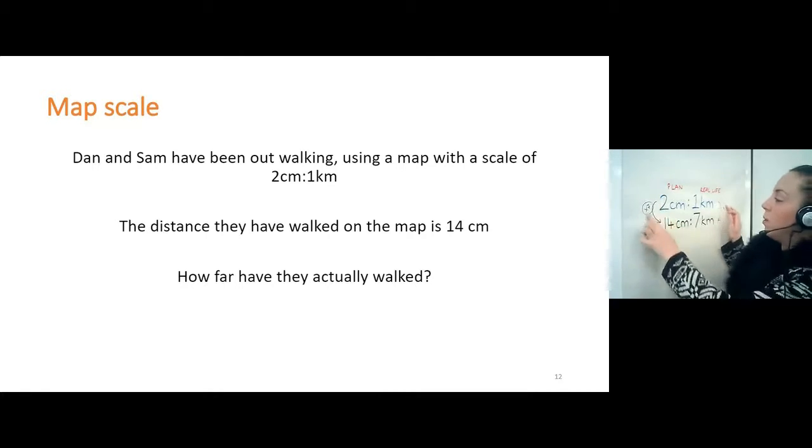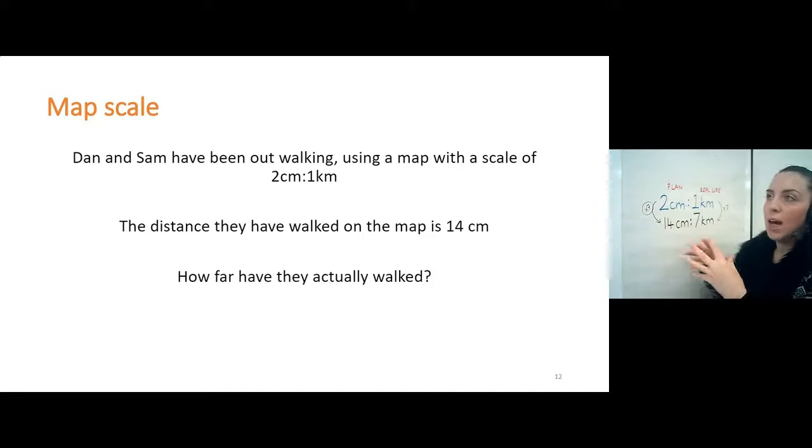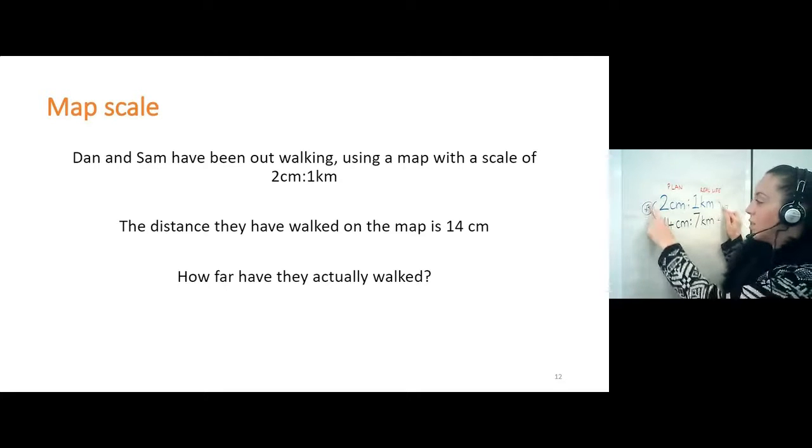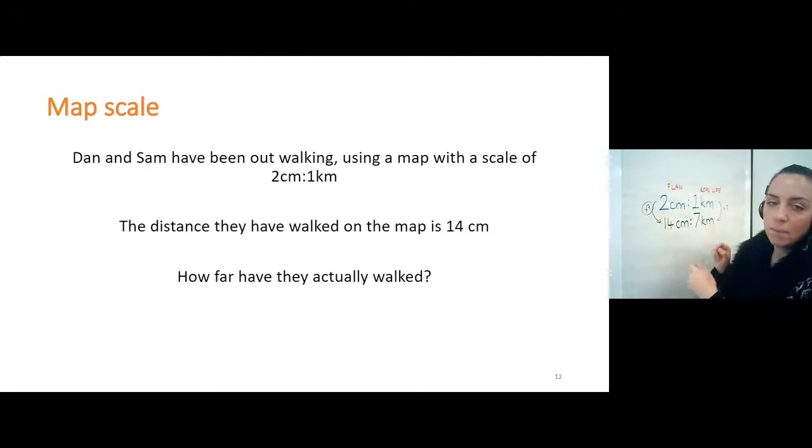But we're just going to remember that when we're increasing, we're looking at by how many times have we increased the scale by, and that's this number here that we're going to use to multiply. Let's try another one.